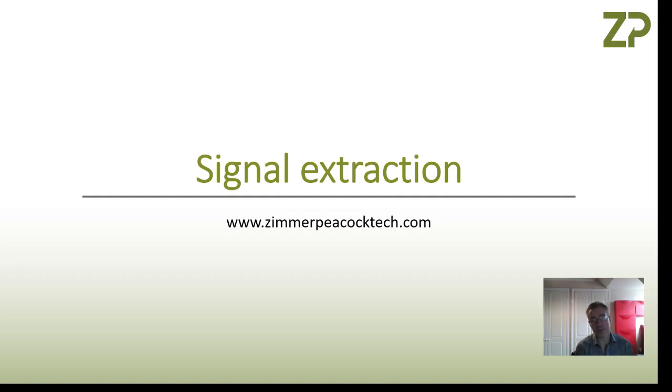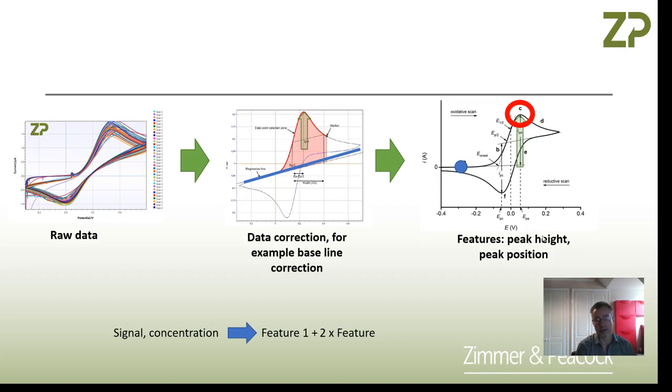Hi, so this is a video about how to extract signal from raw electrochemical data. At Zimmer and Peacock, we're focused on electrochemical sensors and electrochemical biosensors. I'm going to use the example of cyclic voltammetry. If you're not sure what cyclic voltammetry is, there'll be plenty of videos about it on our YouTube channel, but you don't need to know what it is in order to follow this video.